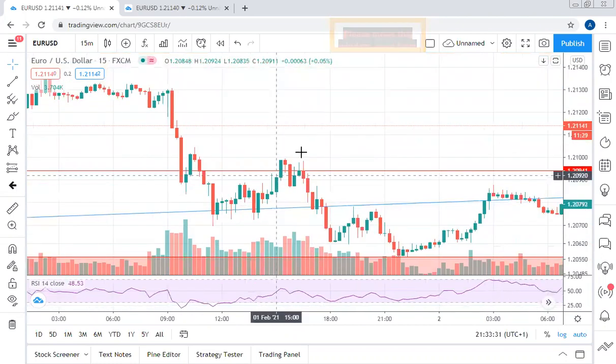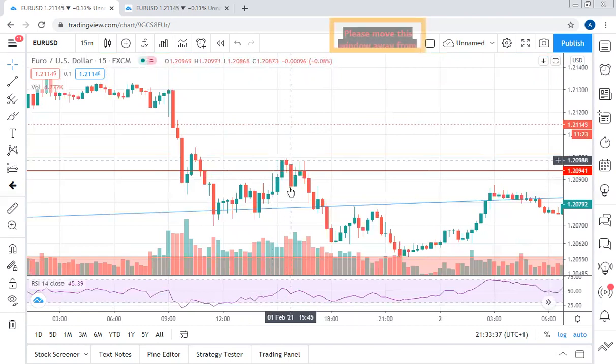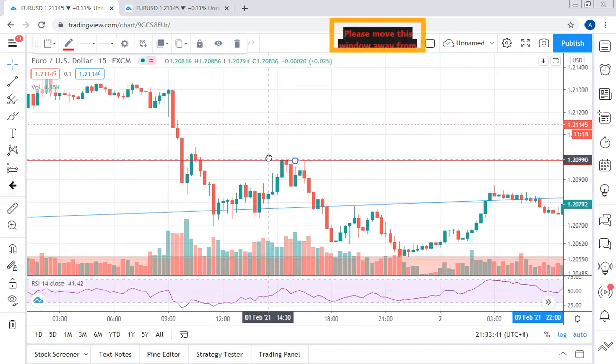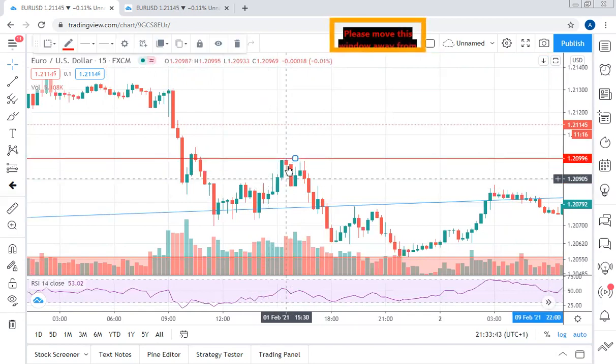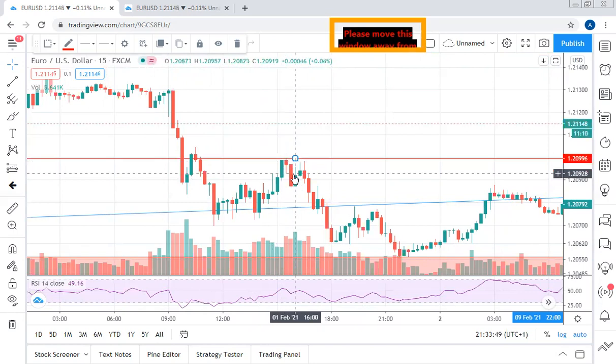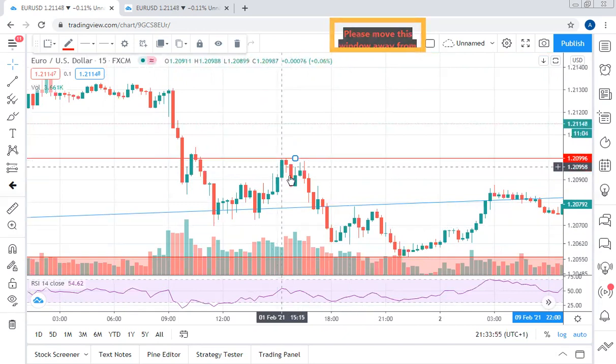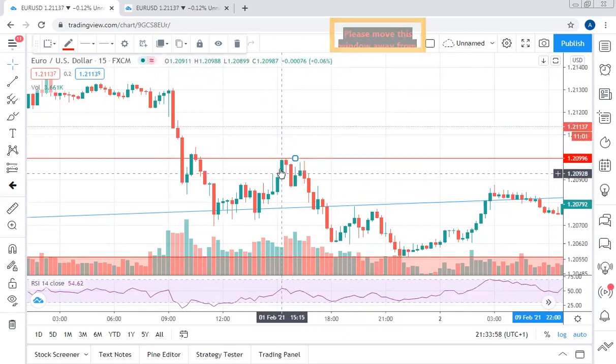This is an evening star. This one is an evening star: a bullish candle, a pin bar, and a bearish candle. Look at this minor supply zone here, and the market sold. This is an evening star: a bullish candle, a pin bar or a doji, and the next candle will be a bearish candle, and the market will sell.